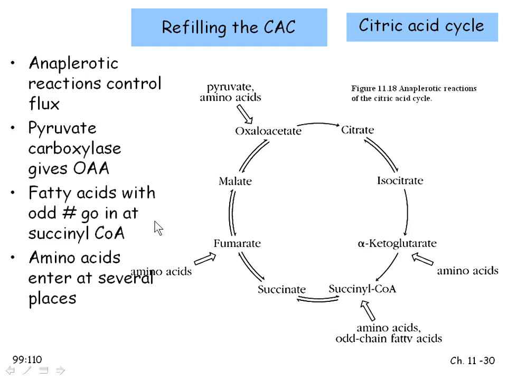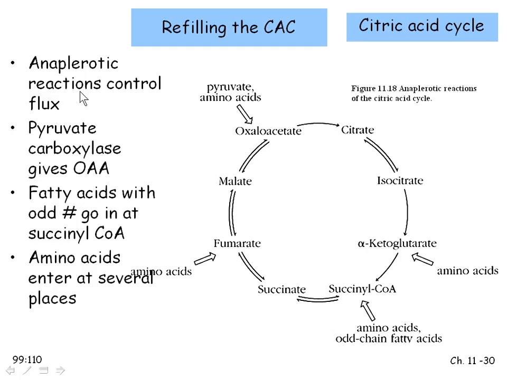Now, it should occur to you that if we draw carbon backbones out of the citric acid cycle in order to make other things, at some point the citric acid cycle will be empty. And so there have to be some other ways of putting things into the citric acid cycle. And it's true. As a family of reactions, they are called anaplerotic, filling up reactions. That's just Greek for filling up. By controlling the anaplerotic reactions, the cell can control how fast the citric acid cycle itself is spinning.